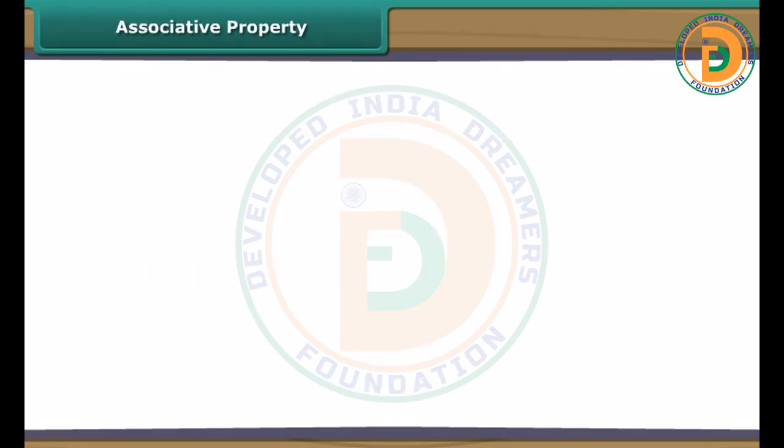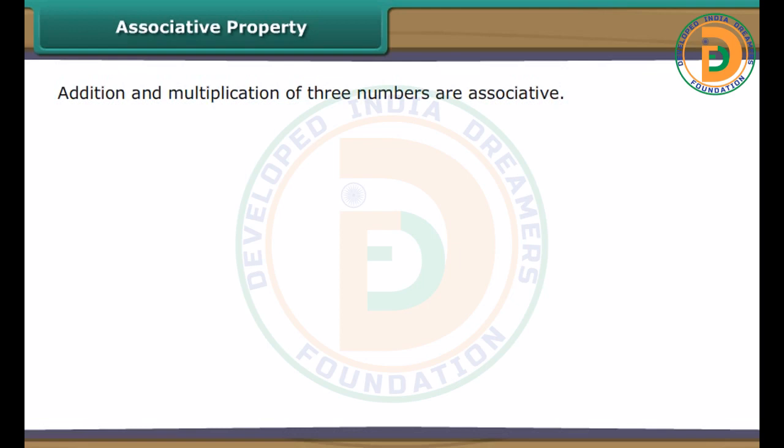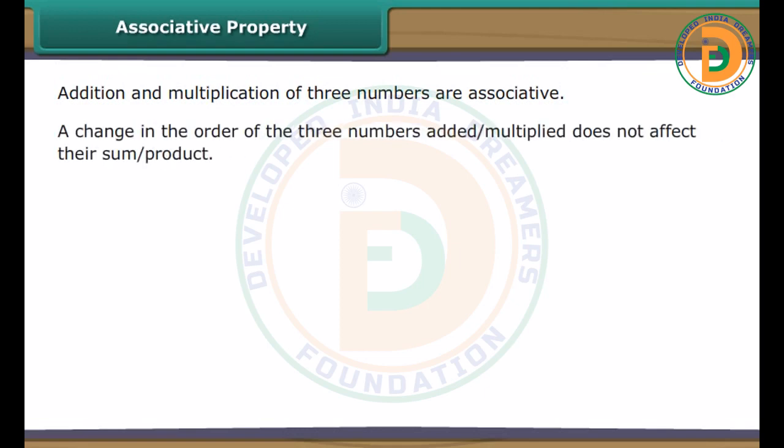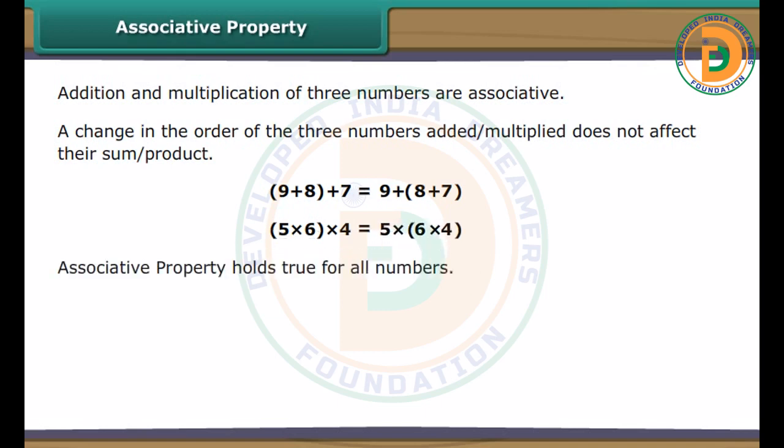Associative property. Addition and multiplication of three numbers are associative. In other words, a change in the grouping of the three numbers added or multiplied does not affect their sum or product. (9 plus 8) plus 7 is the same as 9 plus (8 plus 7). (5 into 6) into 4 is the same as 5 into (6 into 4). Associative property holds true for all numbers.